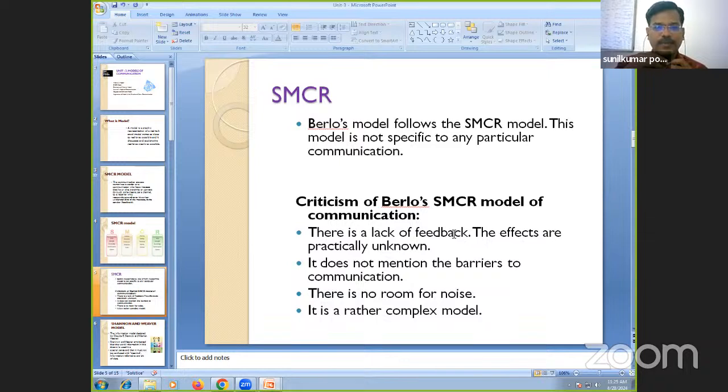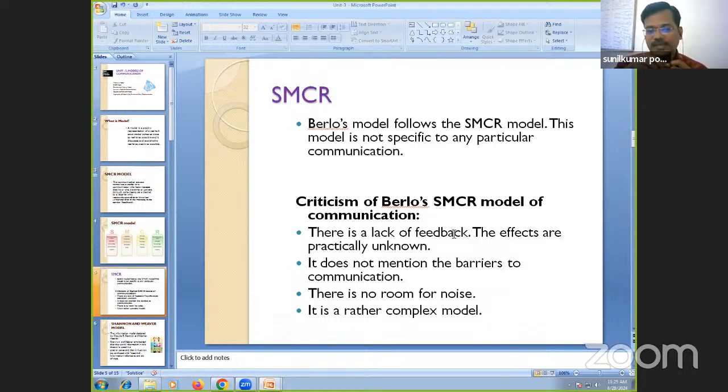There are some disturbances. Maybe my mic is a disturbance. Otherwise, room echo is also a disturbance. That is an instrumental disturbance. That is called noise. It is not mentioned in the SMCR model.